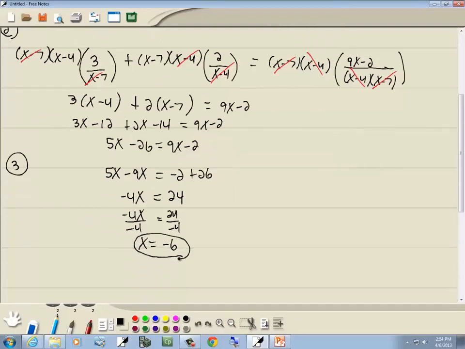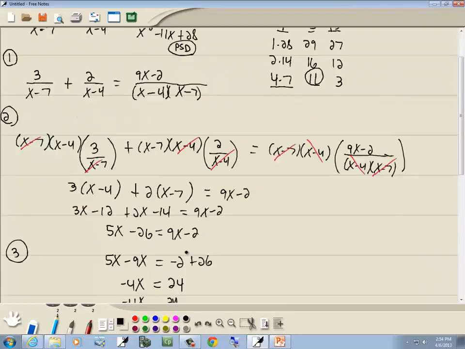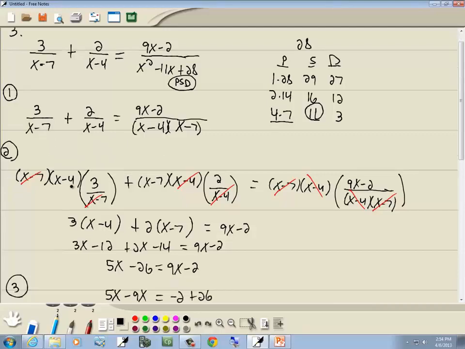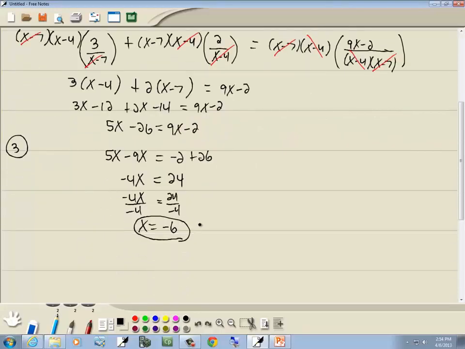That's our answer. Now the values that would have caused us problems here is if we'd come up with x equals 4. If I put 4 back up here, 4 minus 4 would give us 0. Or if I come up with x equals 7, 7 minus 7 would give us 0. So again, you need to semi-check it to make sure you don't have an answer that causes a denominator equals 0.